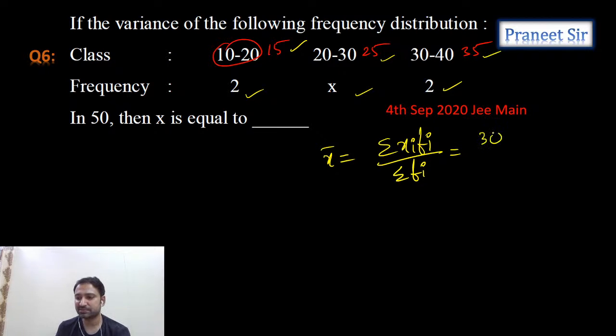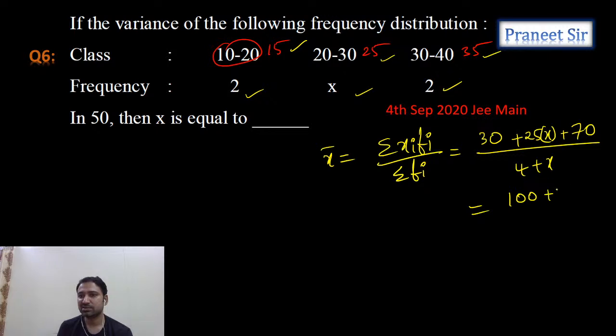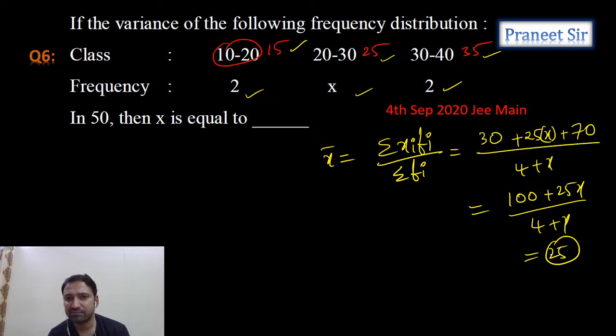2 times 15, which is 30, plus 25 times x, plus 2 times 35, which is 70, by total number of observations, which is 4 plus x. So tell me guys, how much do we get? 100 plus 25x by 4 plus x. So are we getting 25, guys? Right, that's what we're getting. So average is equal to 25, but we need to calculate variance.